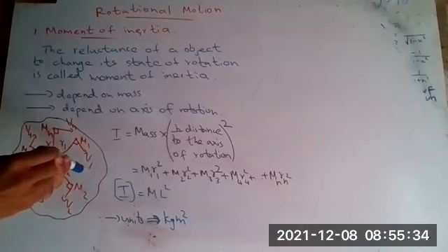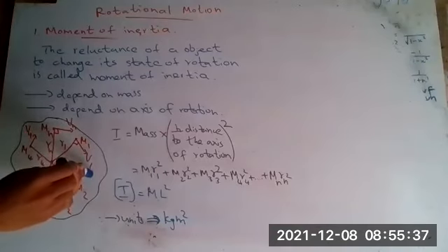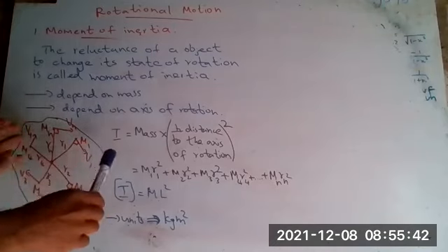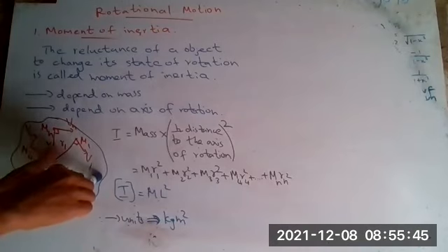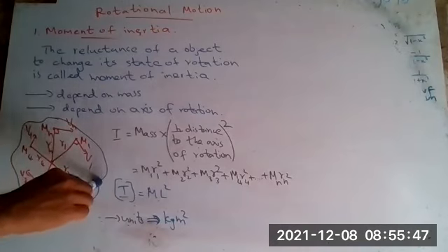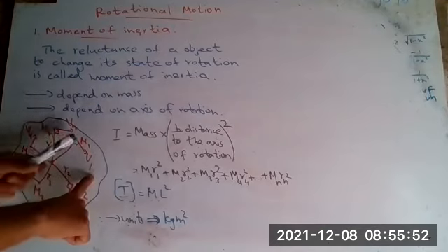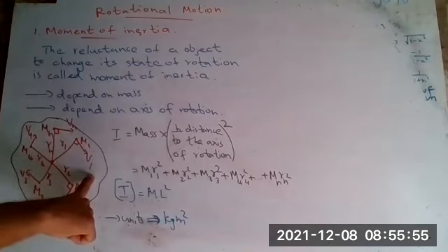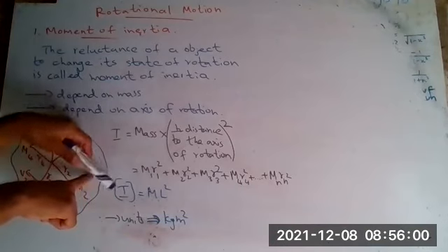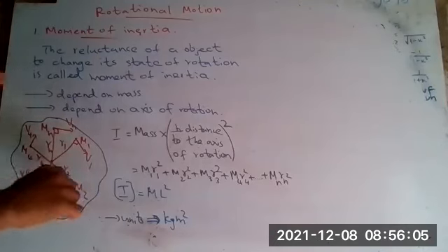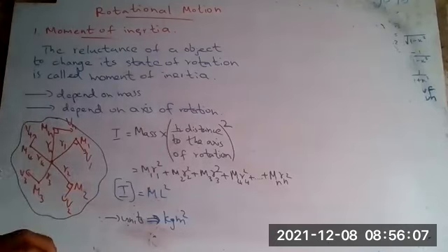But if I rotate the object somewhere here, the axis of rotation will be like this. Then a larger part will be on the left hand side of the axis of rotation, and a smaller part will be on the right hand side. So once again, the system will go like this, but the mass distribution is different.